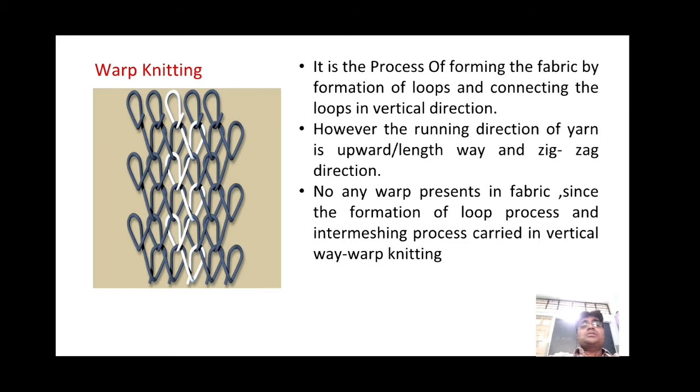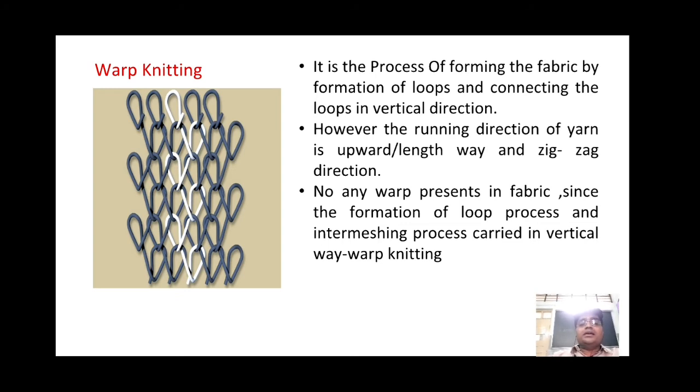Now see, it is a process of forming the fabric. How are we going to form the fabric? By forming the loops and connecting the loops in a vertical direction. So this is very important. This is a major difference between warp knitting and weft knitting. In weft knitting we form the loops in a horizontal direction, whereas in warp knitting we form the loops in a vertical direction.